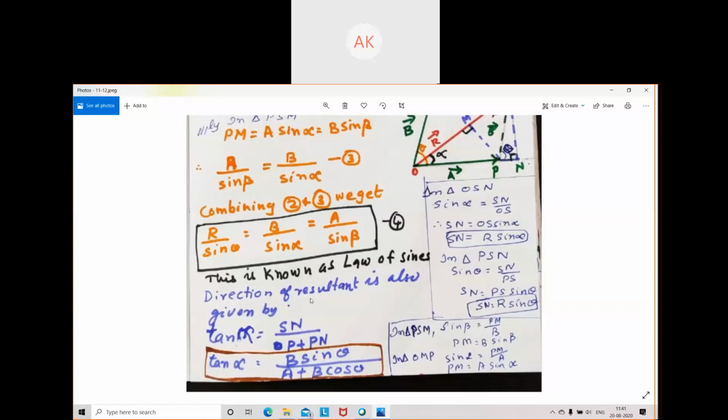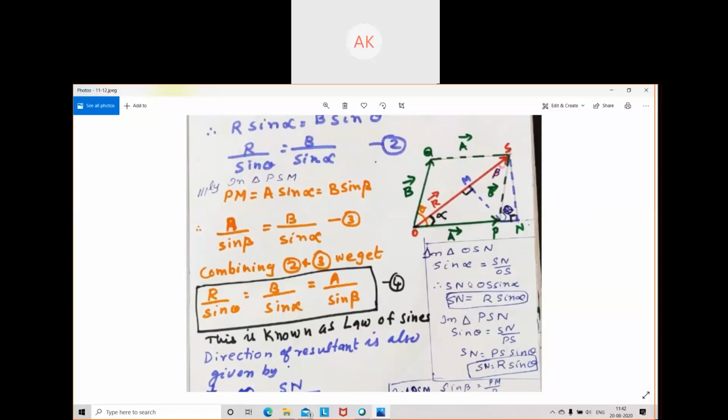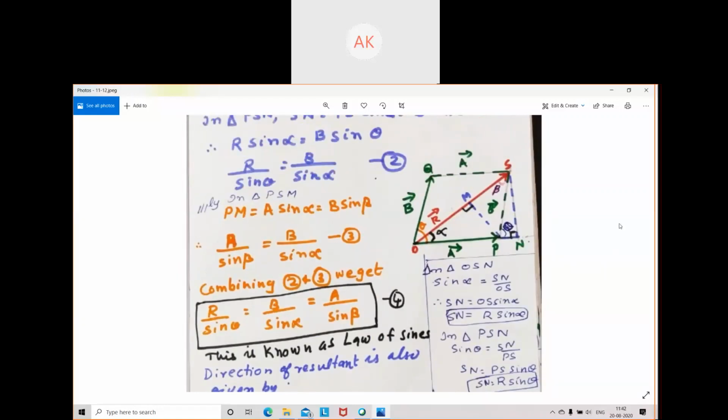So tan alpha is equal to B sin theta by A plus B cos theta. What is theta? Theta is the angle between A and B. Suppose they are making an angle of 45 degrees, you can substitute 45 in place of theta and you will get the answer. So you can find out the direction alpha. This is the method used to find the magnitude and direction of the resultant by using the parallelogram law of vector addition. Make all these things clear.